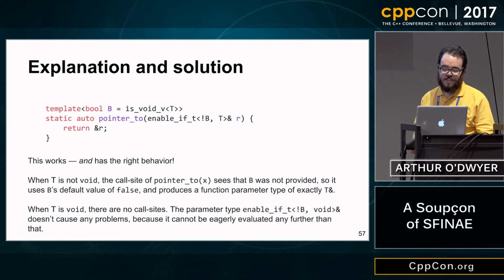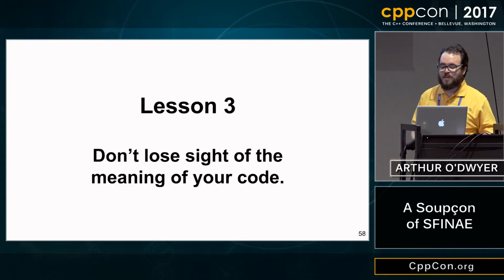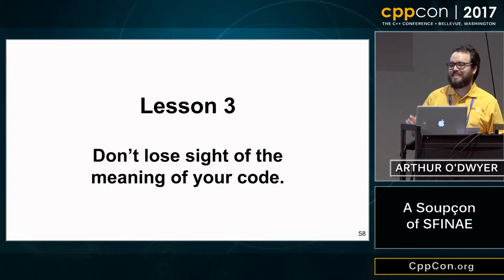When T is void, then number one, there are no call sites, because no one can ever pass in a reference to void, and we're actually done, as long as this doesn't cause problems, which it doesn't. So lesson 3 is don't lose sight of the meaning of your code when you're trying to get it to compile.